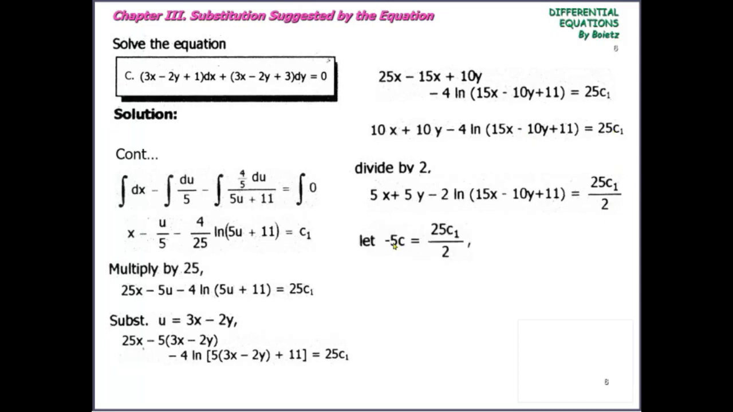Then let negative 5c is equal to 25c1 over 2. Any constant here will do, but I want to get the answer in the book. So this will become 5x plus 5y minus 2 ln of quantity 15x, this one is minus. It's minus, I made a slight mistake. Minus this.